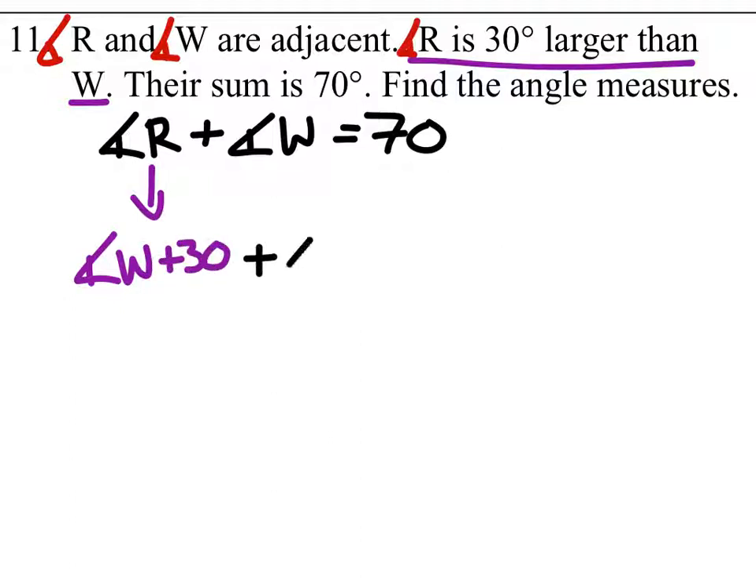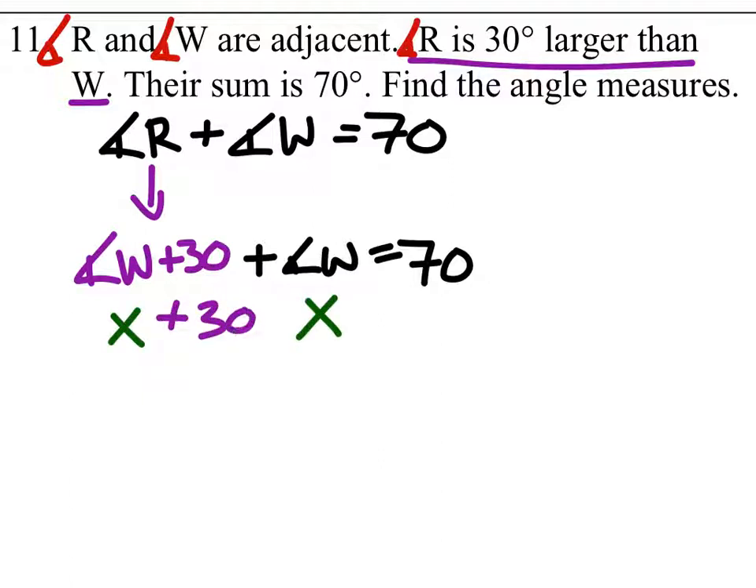Well, I still have this other angle W, and if I add those two together, I would get 70 degrees. The reason I got rid of that R is to have only one variable. What I can do from this point is say angle W, I'm just going to treat it like an X. Then I have X plus 30 plus this other X equals 70. Now it looks more like an equation than we've seen before. So X is the measure of angle W, and I can solve this.